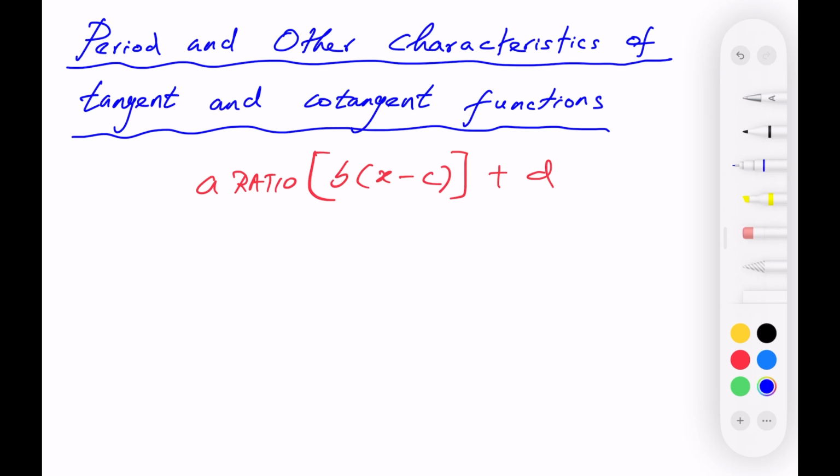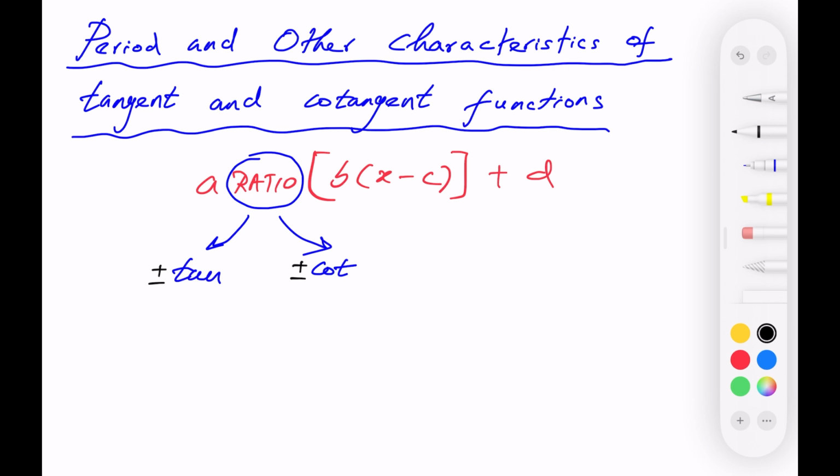Then we have the ratio. What we mean by ratio is whether the function is a tangent function or a cotangent function. Also, please do not forget to include whether it is a plus or a minus tangent function, or a plus or a minus cotangent function. In case the function has that negative symbol, it means there is reflection. If the function is a positive function, there is no reflection.